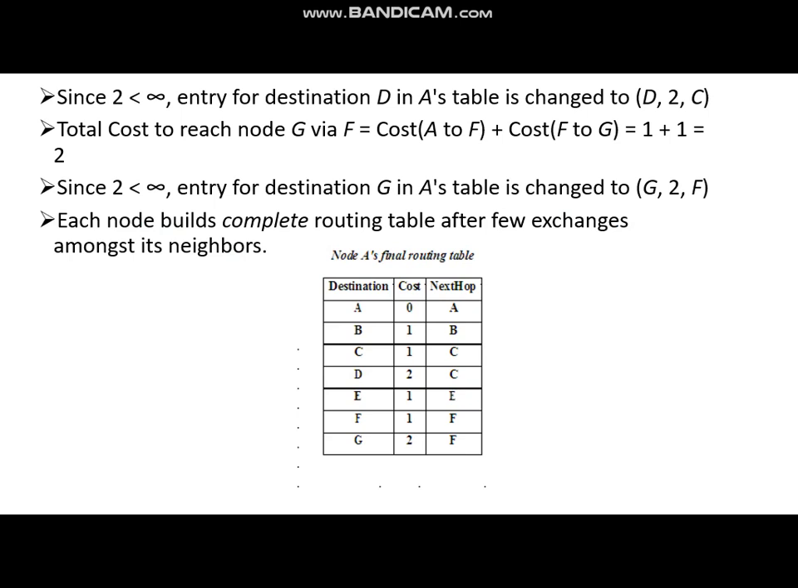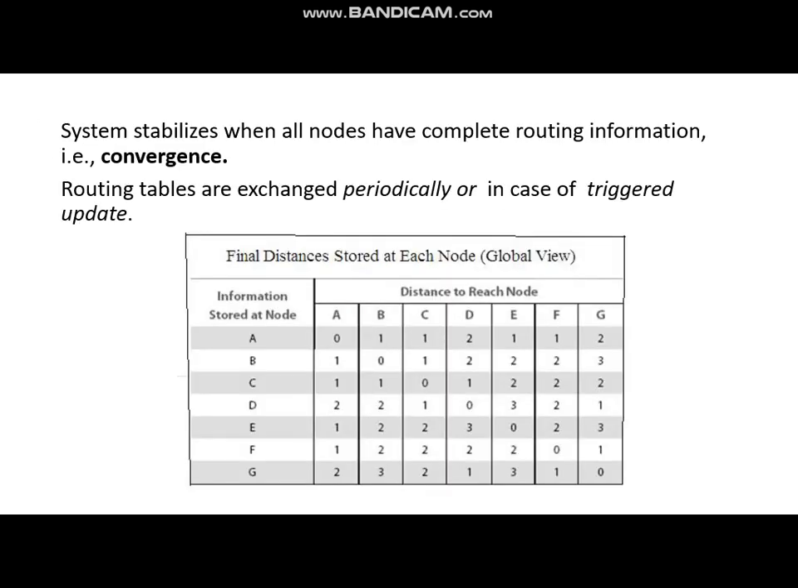Since 2 is less than infinity, the entry for destination D in A's table changes from infinity to 2 with the help of the next hop, C's table. So the final routing table of node A will change. The infinity values will be converted into normal numbers, and this is the final routing table for the given graph.